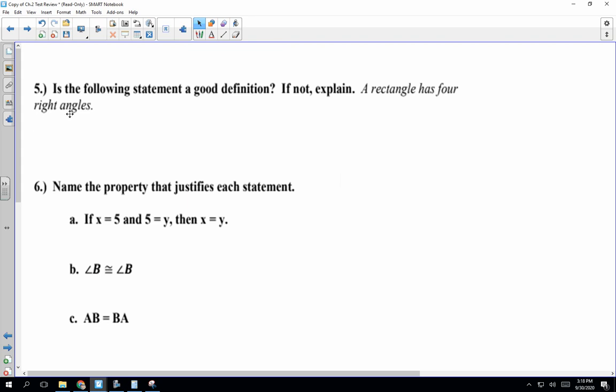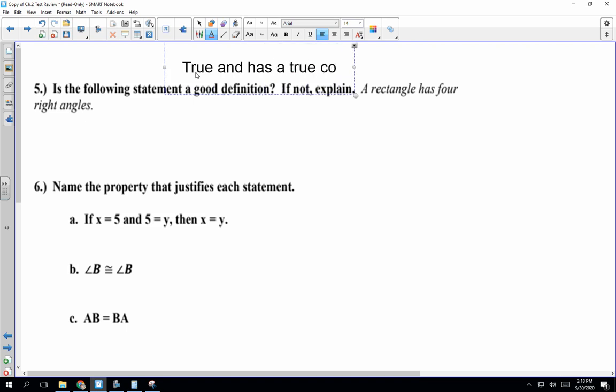All right, number 5. We are going to determine if the following statement is a good definition. If it's not, explain. Remember that a good definition is true and has a true converse. So when we switch it, it's going to be true. So let's write down the converse and see if it rings true. A rectangle has 4 right angles.